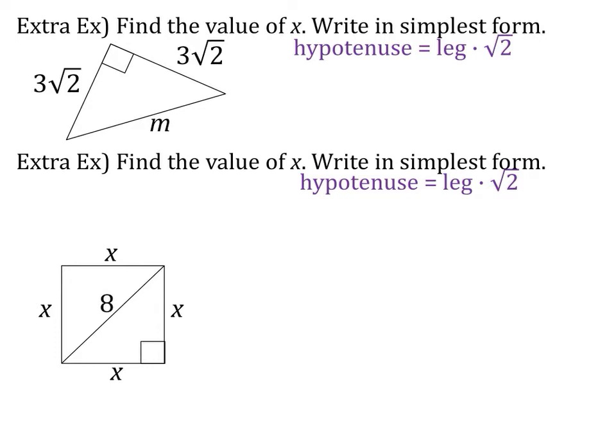Here are some extra examples that we can look at as well. Again, we're dealing with a 45-45 right triangle. And we know that because each of these legs are the same length, so that makes it isosceles. Since it's an isosceles right triangle, then we are dealing with a 45-45-90 right triangle. So we start with our equation, hypotenuse equals leg times square root of 2.